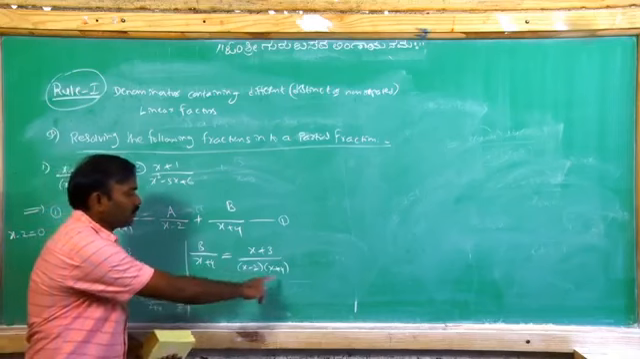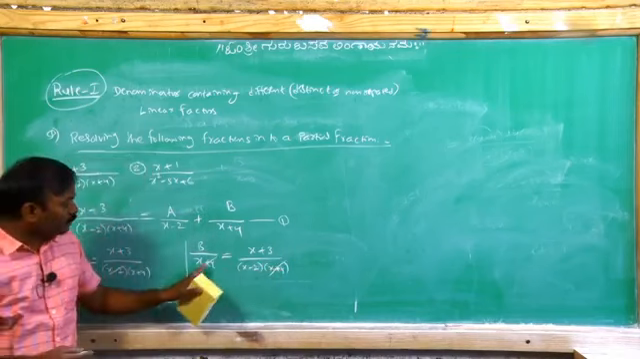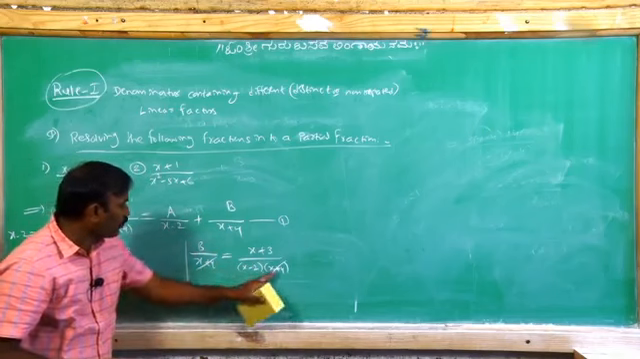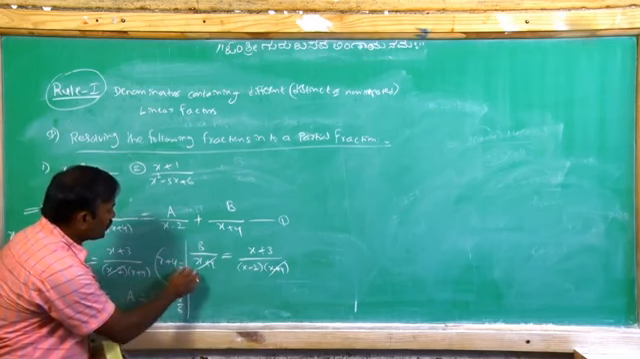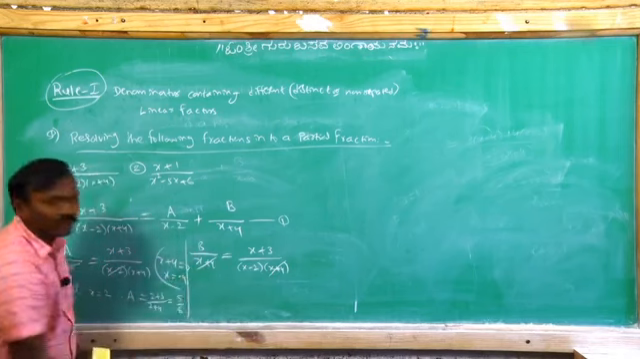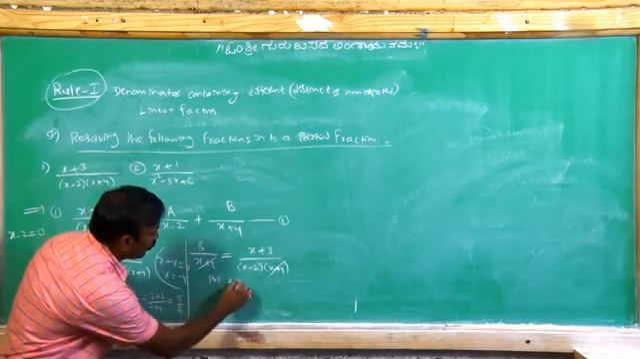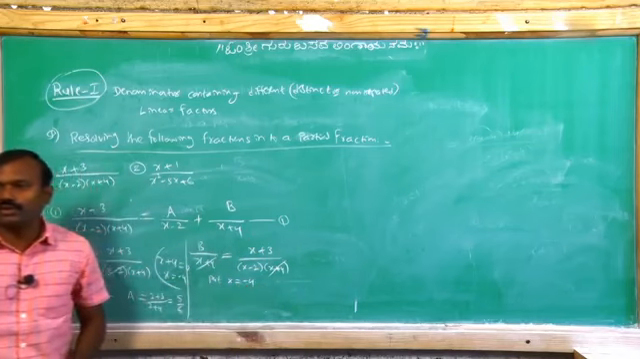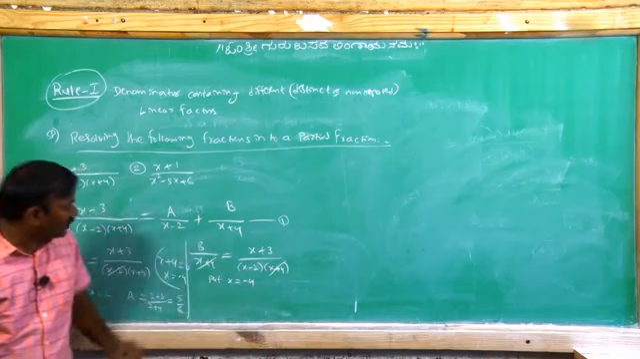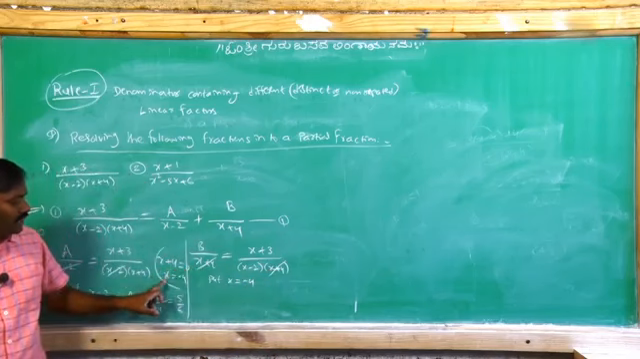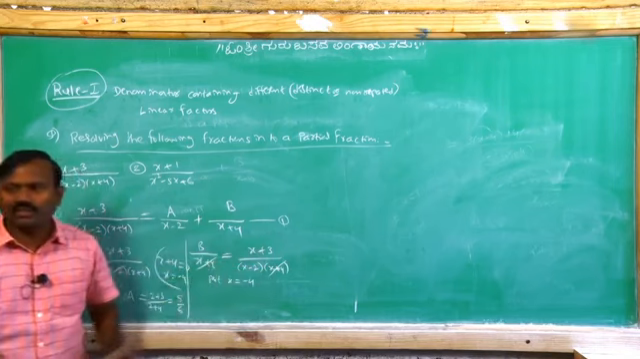Now x plus 4 cancels, meaning x plus 4 vanishes, which means x plus 4 equals 0, so x equals minus 4. So put x equal to minus 4 in this remaining fraction.